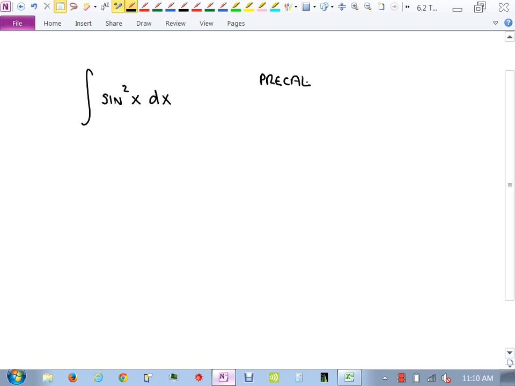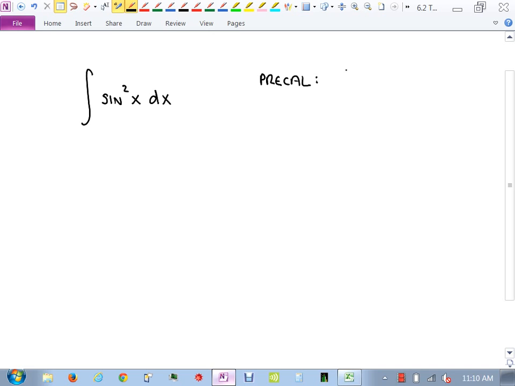There are some reduction formulas, but on your test you can't have those reduction formulas. And the reduction formulas won't hold up once we get to more complicated examples. So the short answer is no.